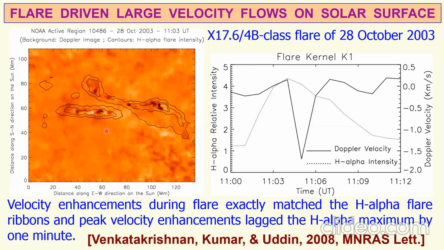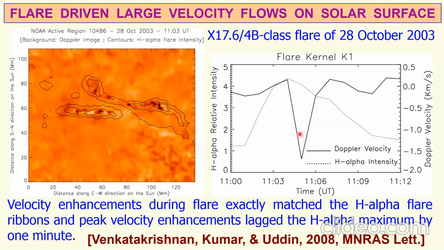It was found that the velocity enhancements during the flare exactly matched the H alpha flare ribbons, and the peak velocity enhancement lagged the H alpha maximum by 1 minute, which is shown here in this plot. The black solid line is for the Doppler velocity, and the dotted line is for the H alpha intensity. One can see here the H alpha intensity maximum is here, whereas the Doppler velocity maximum is 1 minute later than the H alpha intensity maximum. And the velocity flow is of the order of nearly 1.5 kilometer per second.